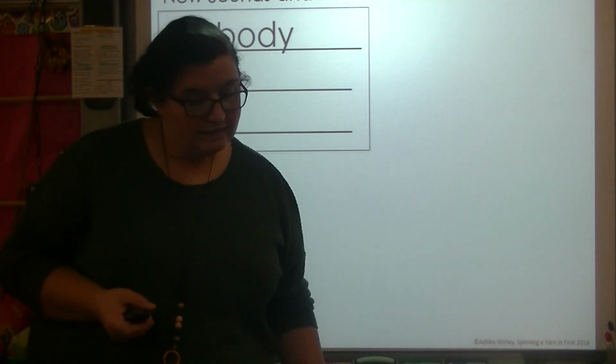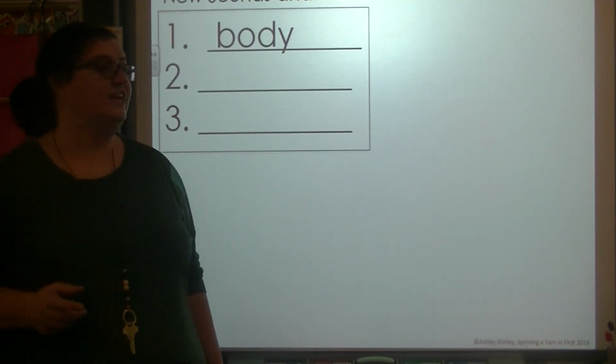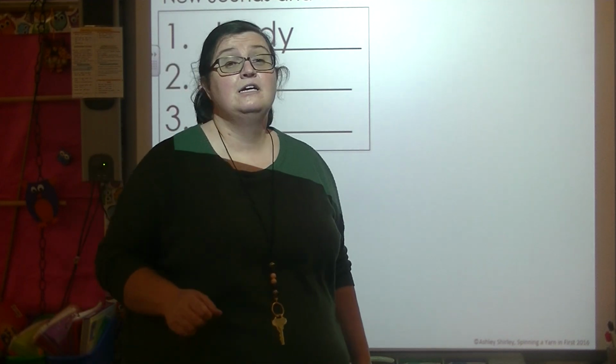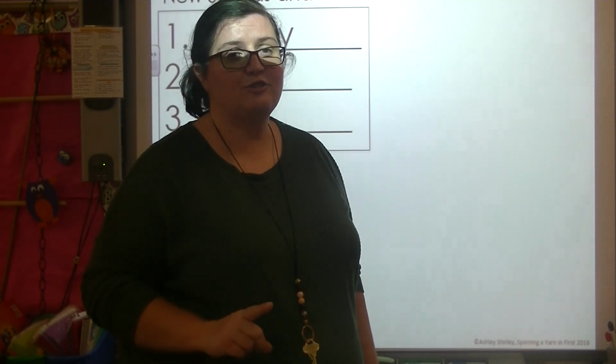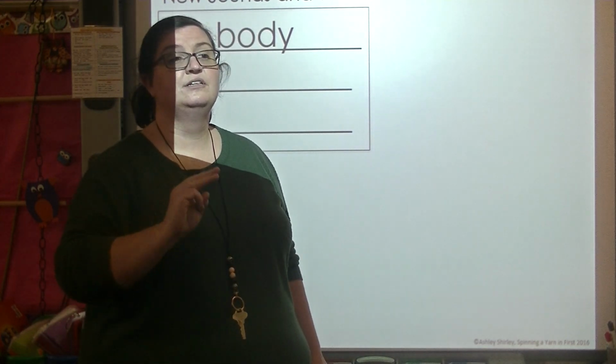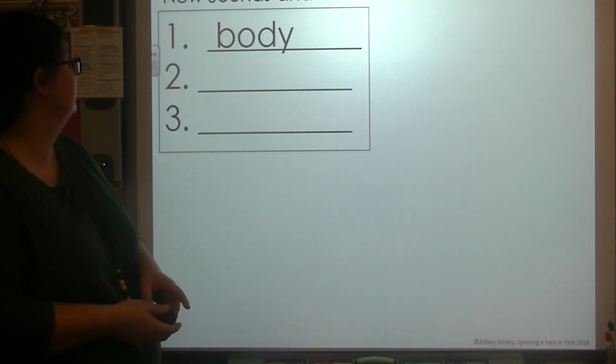Number 2. Let's spell 7. There were 7 dwarves in the story of Snow White. 7. Tell me the sounds you hear. Get ready. S, e, v, e, n, 7.